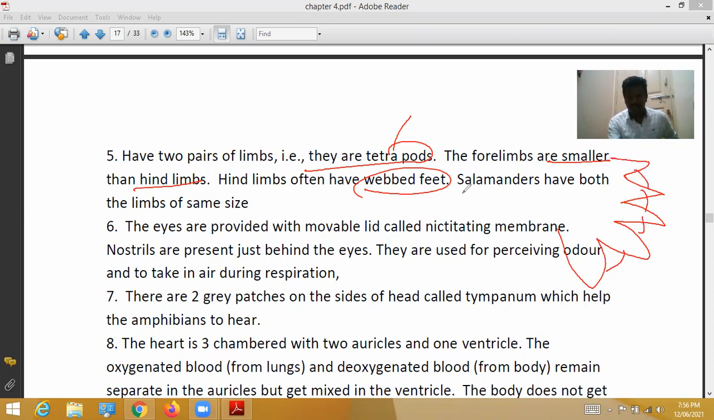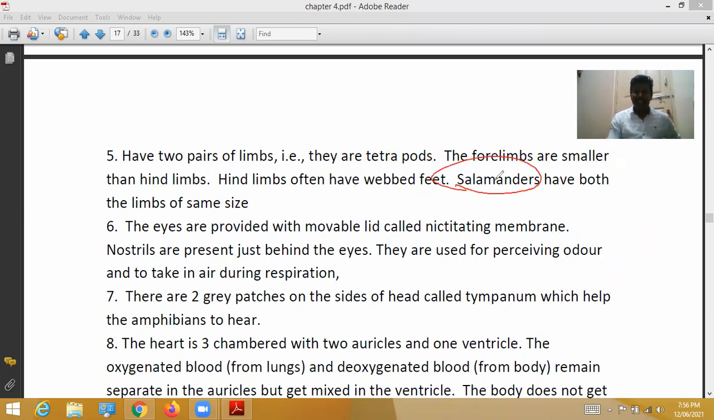Salamanders have both limbs of the same size. The eyes are provided with a mobile lid called the nictitating membrane. In the frog, the eyes are easily mobile and covered by this membrane. Due to the nictitating membrane, the frog can see clearly in deeper layers of the water.